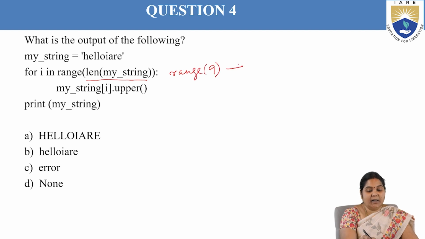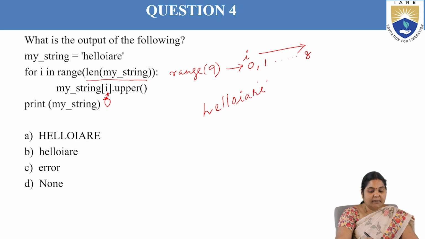Range of 9 means the i value, the index value, will be from 0, 1, 2 up to 8. So this is the value of i. That means i is going to iterate 9 times from 0 to 8. Now my string of i dot upper. My string of i, the first time, is at the 0th index of HELLO IARE. So in this string, this is 0, this is 1, 2, 3, 4, 5, 6, 7, 8. This is the value of i the first time.